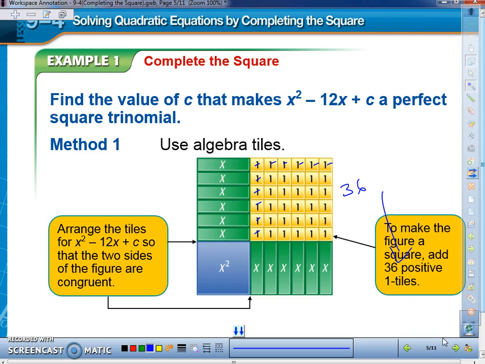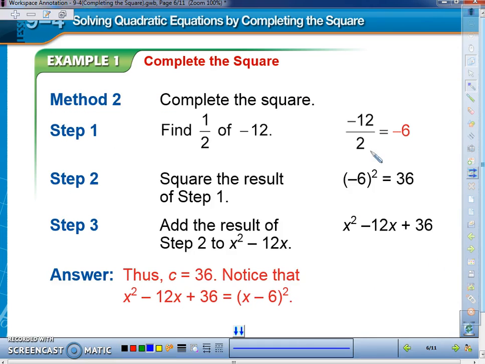Okay? Now, on the STAAR test, they're not going to let you have these. So what you're going to have to do is complete the square. Okay? And remember what our formula is, x squared minus 12x plus c. I'm going to write that up here: x squared minus 12x plus c. And we're trying to figure out what that c is. So the first thing we're going to do is take negative 12 and divide it by 2, and we come up with negative 6. Then we're going to take negative 6 and square it. It becomes 36.